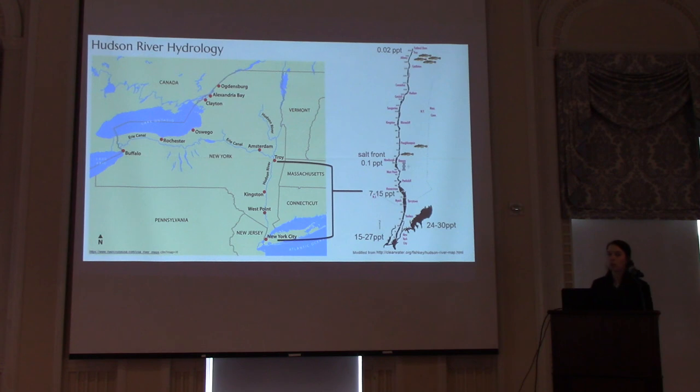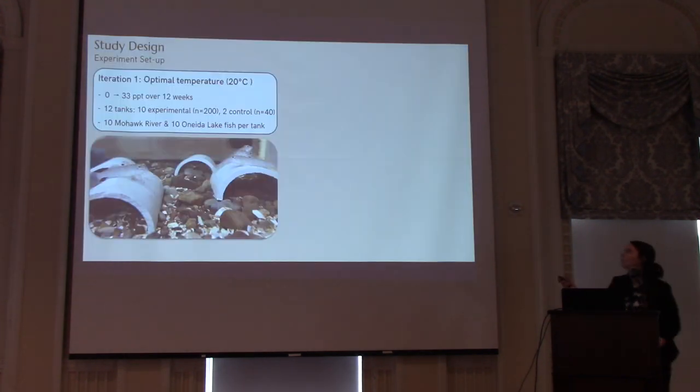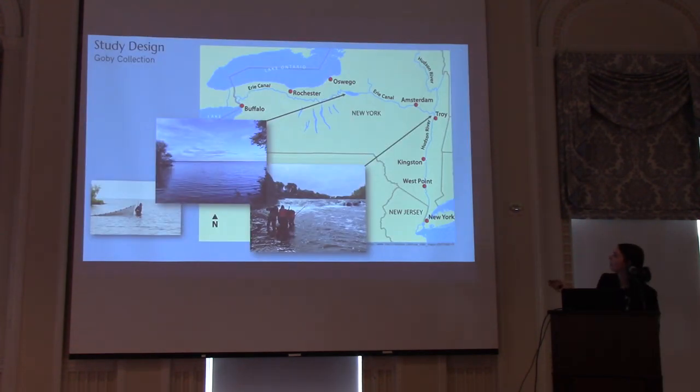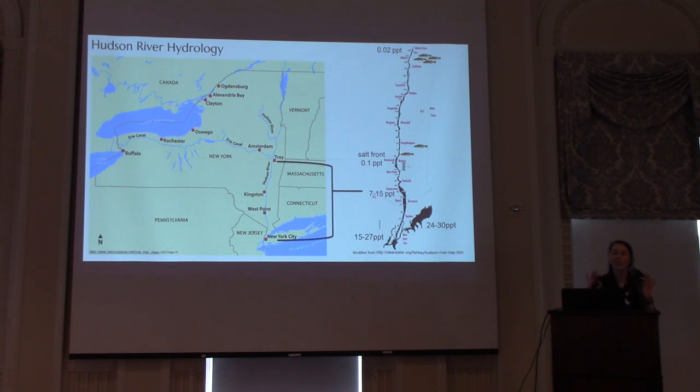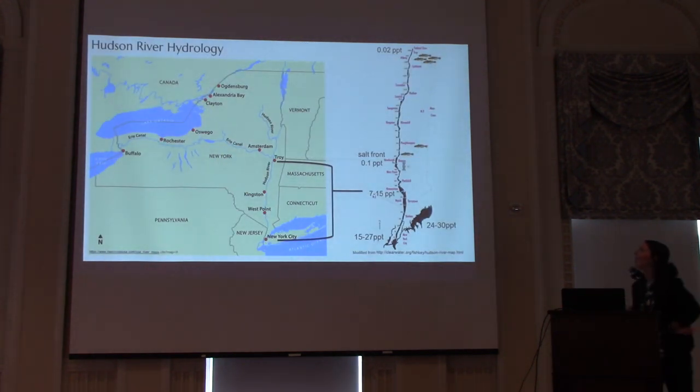Just to familiarize you all with the hydrology of the Hudson River Estuary, the estuary itself runs from Troy, New York, all the way down to New York City. The freshwater portion of the estuary is all the way up top, in Albany, New York, and then continues on down.